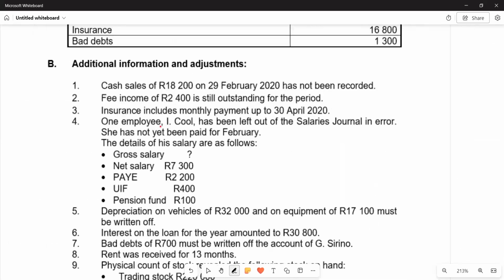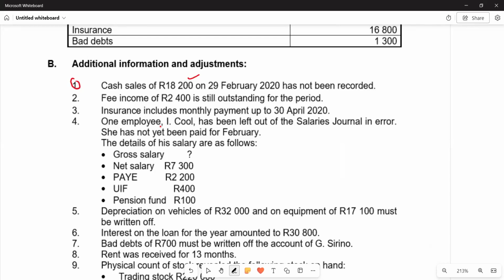Additional information number 1 reads: cash sales of 18,200 on 29 February 2020 have not been recorded. So this means we have additional cash sales of 18,200 which were not recorded. We need to record them as an addition to the sales figure. Remember, whenever we have sales, it is also going to increase our cost of sales figure.